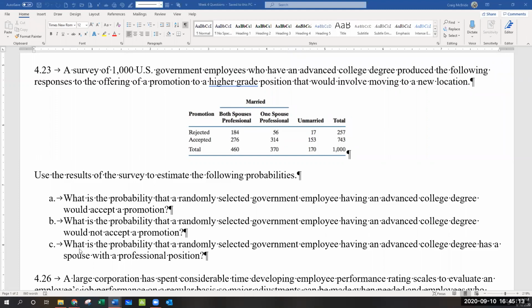It's terrible. So when it says the probability that a government employee having an advanced college degree has a spouse with a professional position, we're really looking at this total here of 460. Because in order for their spouse to have a professional position, it has to be in the both category, because they're already assuming that the advanced college degree ones all are considered professional. They should have labeled these differently, but that's part C. The answer is just 460 over 1,000. They're basically equating being a professional and having an advanced college degree as being the same thing.